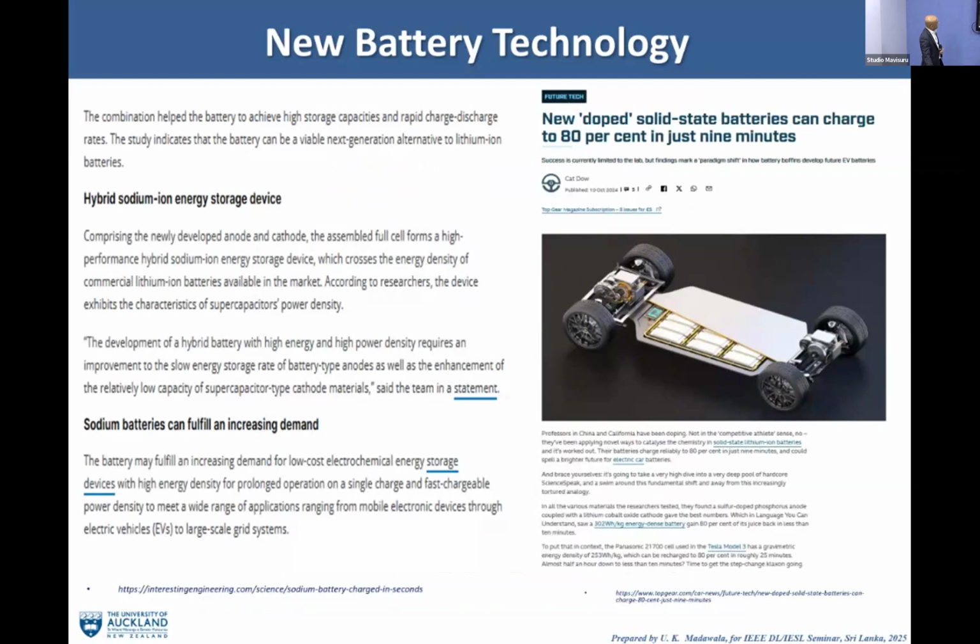And this is another new battery manufacturing technology. These are called hybrid sodium energy storage devices. And as you can see, they can charge to 80% in just 9 minutes. So this is going to be the future.